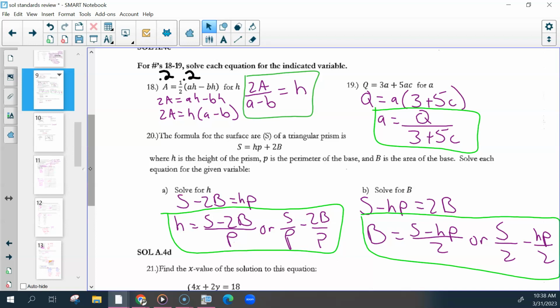20 had 2 parts, but you used the same equation for both. So part A will solve for h. Get rid of the 2b by subtracting. Divide both sides by p. And then part B was basically the same, but switch. Solve for b. Get rid of the hp by subtracting, and then divide both sides by 2.